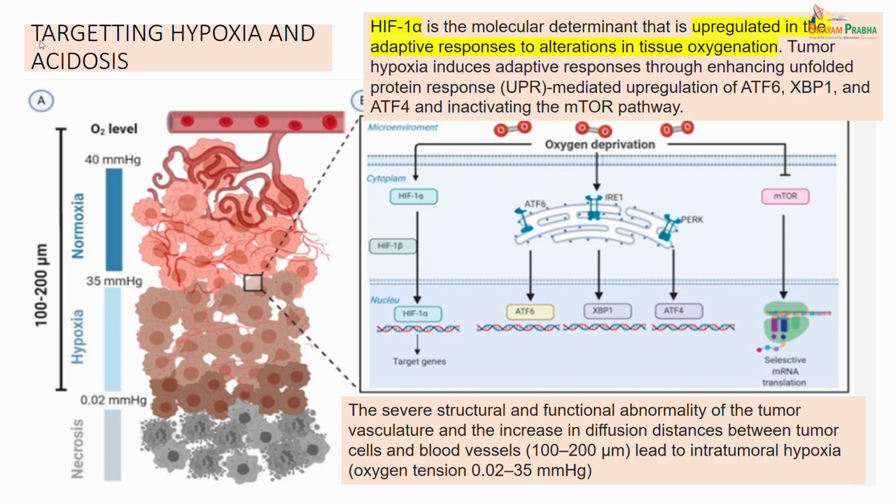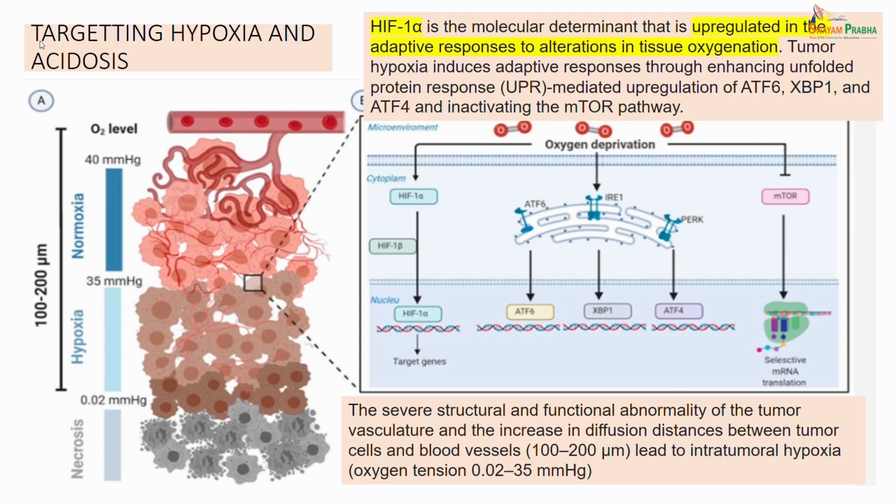When the tumor cells are rapidly proliferating and the blood supply is limiting, these hypoxic regions are formed within the tumor. These hypoxic areas create a very conducive atmosphere for expression of a protein called HIF1 alpha. HIF1 alpha is a molecular determinant that is upregulated as an adaptive response to alterations in tissue oxygenation. So whenever there is a shift in tissue oxygenation, HIF1 alpha and HIF1 beta can get expressed.